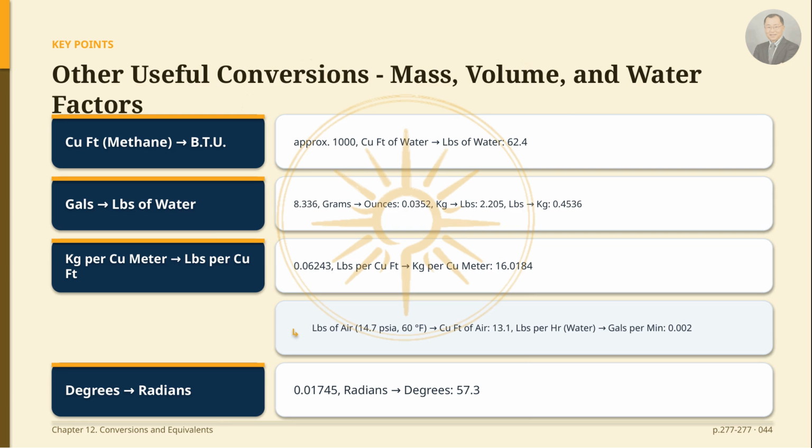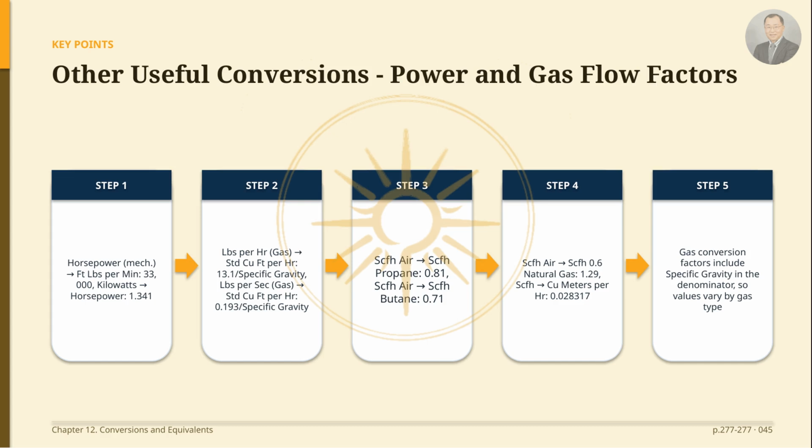This slide is a conversion factor table that is useful when calculating power and gas flow rates. In the case of gas flow conversion, please note that the specific gravity is in the denominator, so the value varies depending on the type of gas. For example, when converting kilowatts to horsepower, you multiply by 1.341, and when converting standard flow based on air to propane, you multiply by 0.81. The remaining values are organized so that engineers can refer to them directly whenever needed in practice. When converting, please be sure to check the specific gravity of the target gas first and then apply the factor from the table for your calculations.